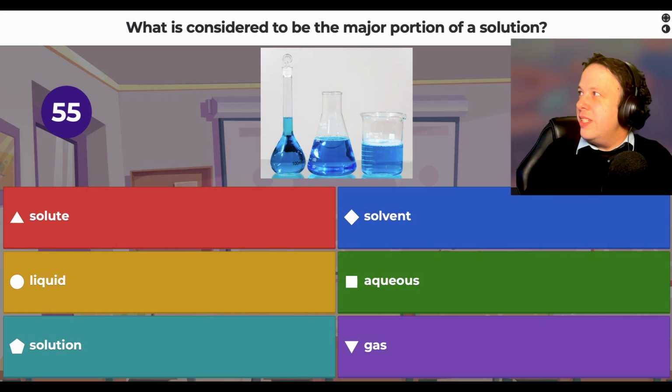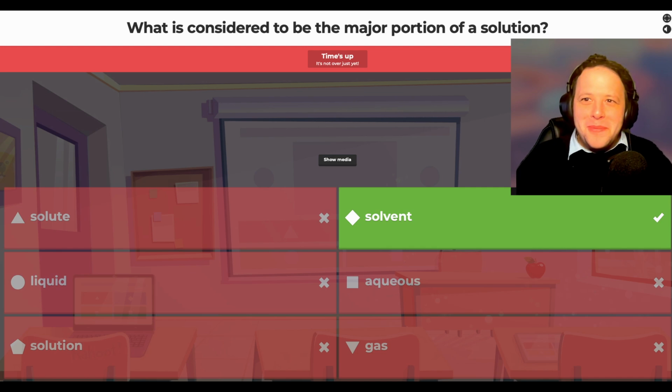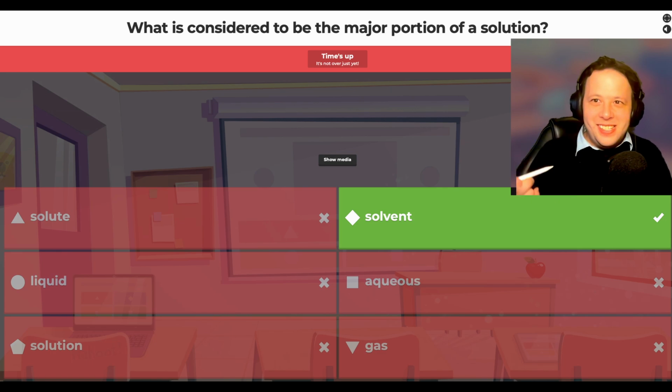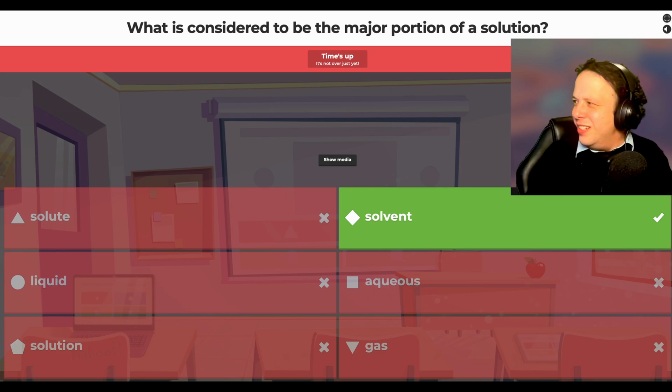All right. What is considered to be the major portion of a solution? We were all over the place on this one, surprisingly. Okay. The solute is the minor component. That's a small piece of it. For example, when we made our solutions in lab, with those little volumetric flasks, you added salt. Salt was your solute. Water, which is doing the dissolving, is your solvent. So the major component is the solvent. The solution is the total, all of it together. So solute plus solvent is solution.